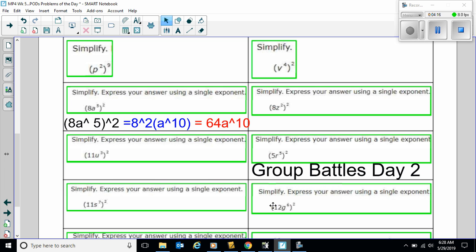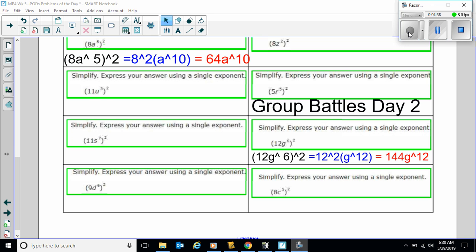Here we're dealing with 12g raised to the 6th power raised to the 2nd power. You have another full minute. Think about it, talk about it, and in your group put something on that whiteboard. Pause the video.